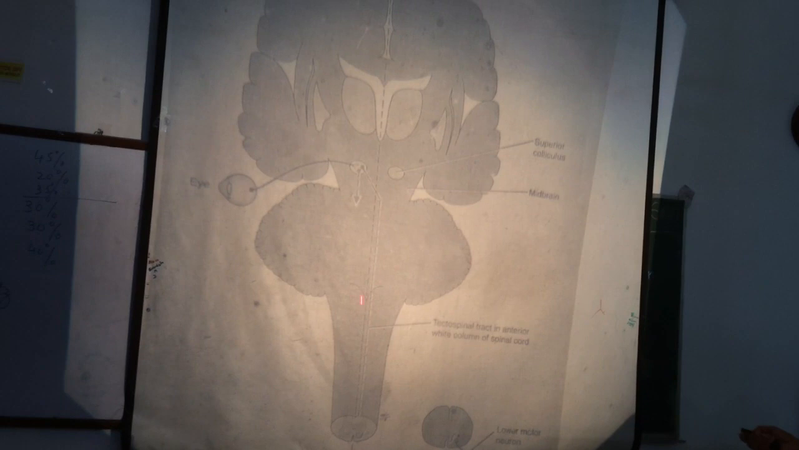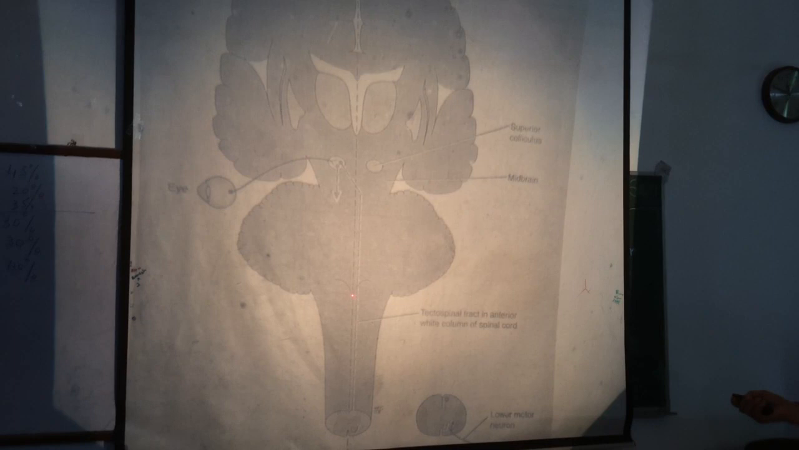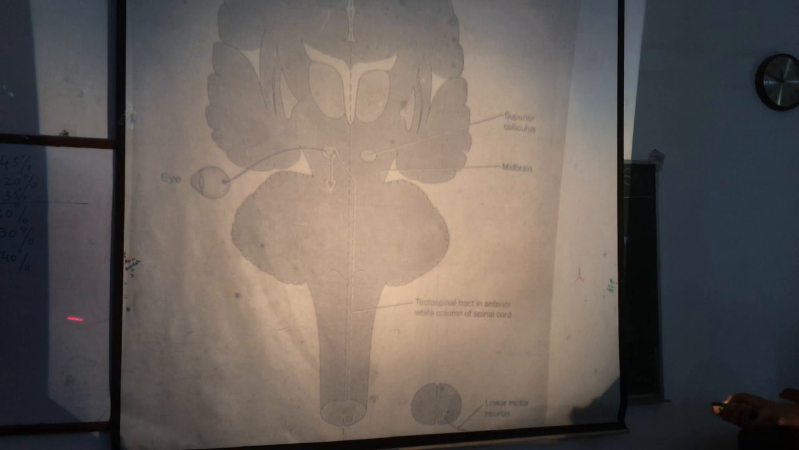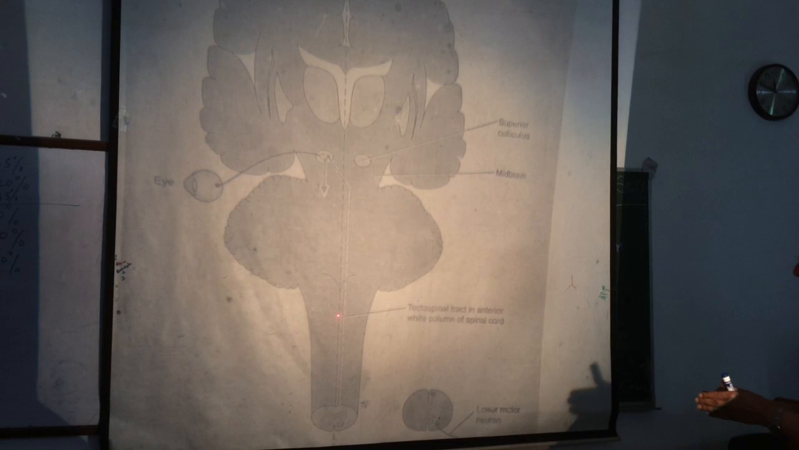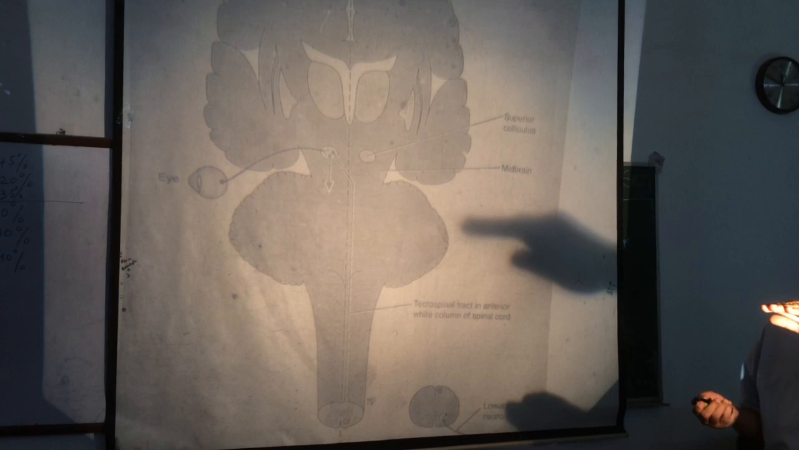The tract fibers terminate onto the motor neurons in the anterior gray column of the spinal cord in the upper cervical segments. So the tectospinal tract fibers terminate onto the motor neurons in the anterior gray column in which segments? Upper cervical segments.